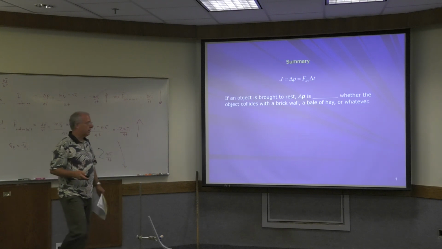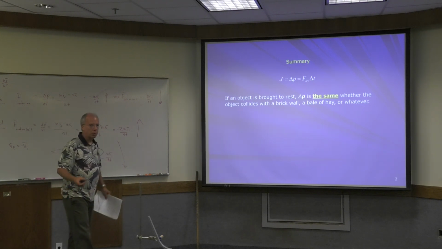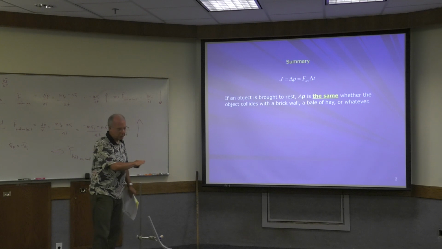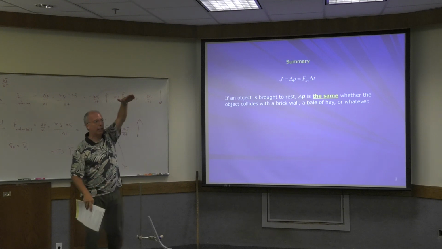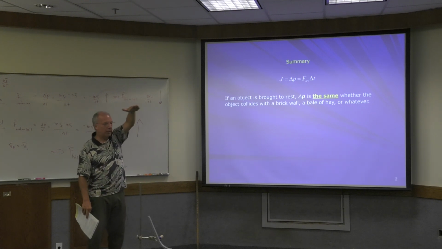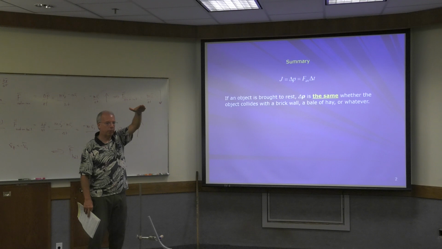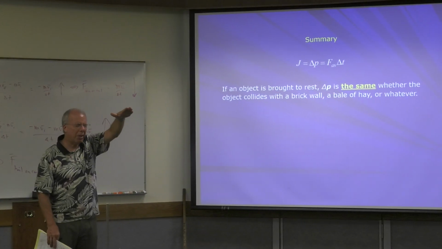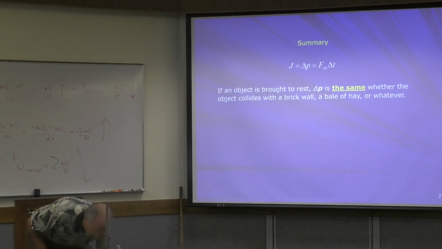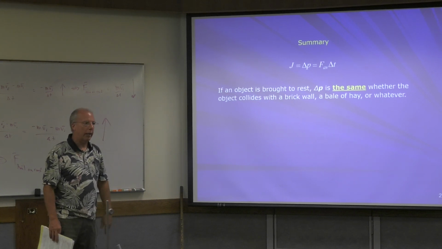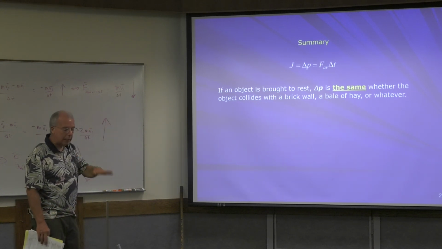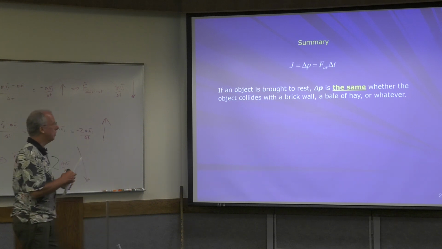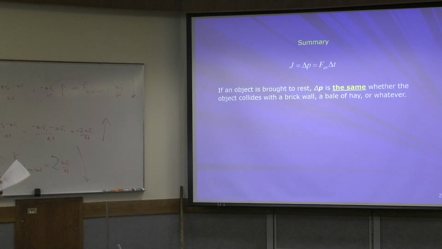Okay, I hope you agree it's basically the same, right? Because we're saying P final is going to be 0, and the P initials are going to be really super close, right? If there's a big bale of hay, the momentum right before it hits the bale of hay is going to be pretty similar to if it's just hitting the ground, because you're not going to have a bale of hay a mile high, right? So the delta P's are the same if an object is brought to rest.